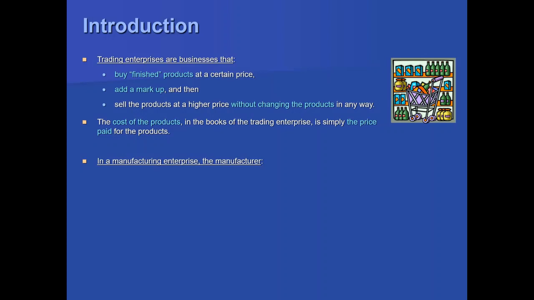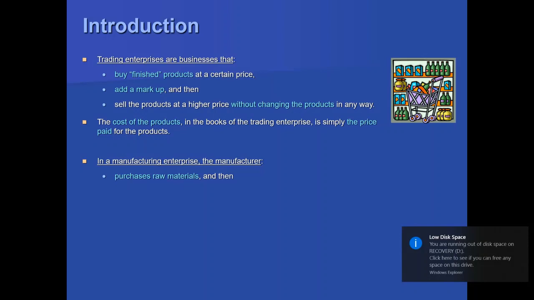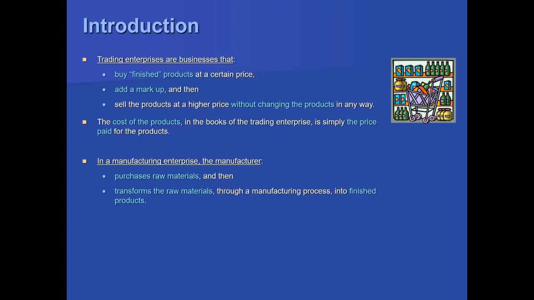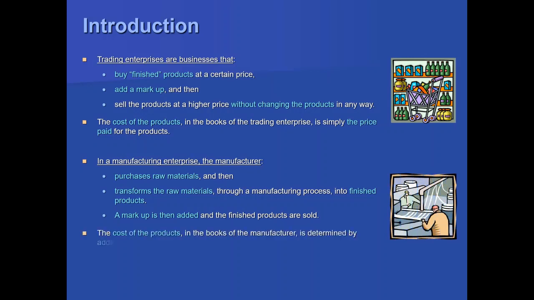On the other hand, in a manufacturing enterprise, the manufacturer purchases raw materials and then transforms or changes the raw materials through a manufacturing process into the finished products. A markup is then added and these finished products are sold. So important is to see there's an additional step where the raw materials are transformed or changed into a finished product. In the case of the manufacturing enterprise, the cost of the products in the books of the manufacturer is determined by adding all the costs incurred in manufacturing the products.